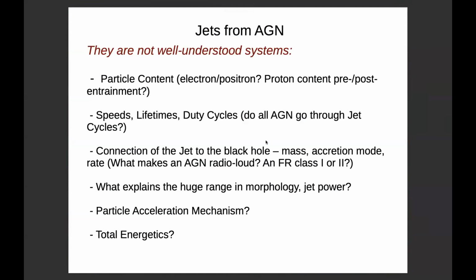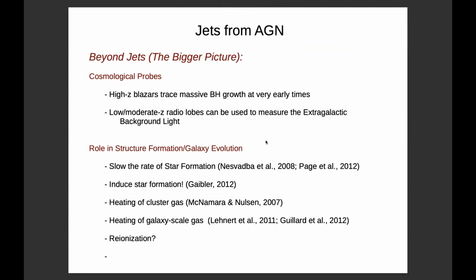There we go. Right, so jets from AGN are really not well understood systems. We still have a lot of questions about even just their particle content, their speeds, especially the kinematics of these jets. We know they start off highly relativistic. How does that evolve? That of course depends on things like the particle content, their duty cycles, and of course the big picture, which is how does this all map to impacts on the galaxy and on the intergalactic medium, and of course all the questions about jets themselves, such as what makes them look the way they do. There's a huge range in jet power and morphology.